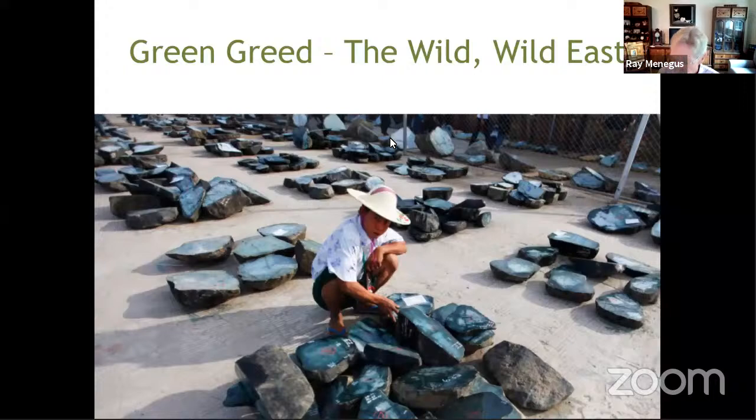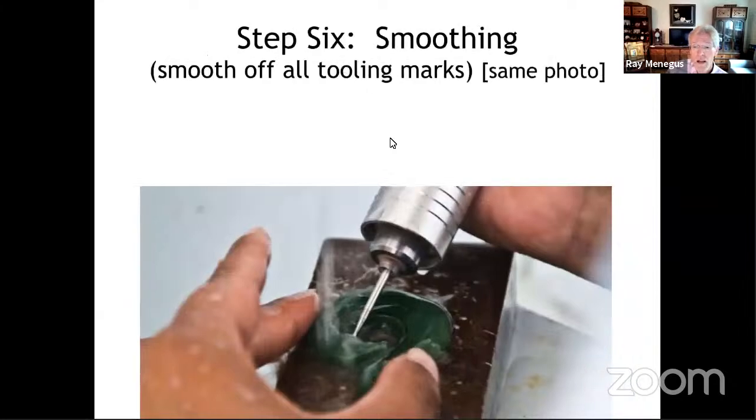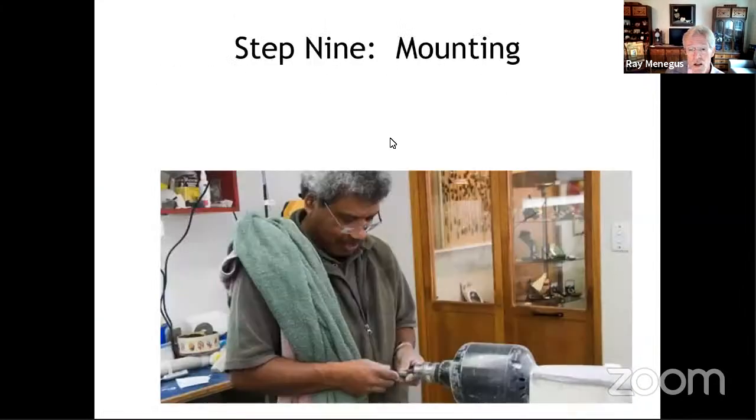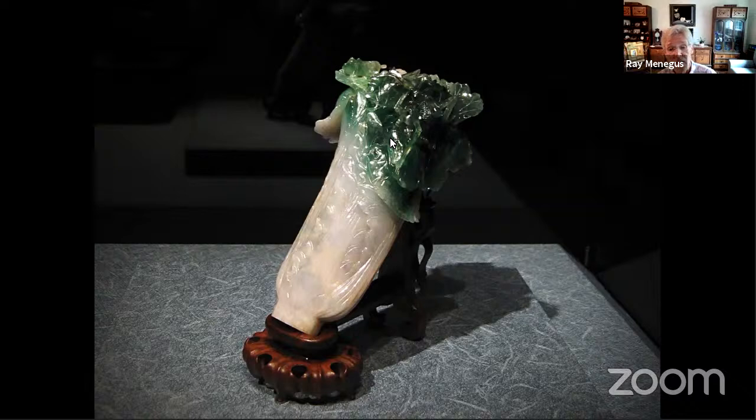I'm going to quickly run through this. You can come back and look at this more, but I want to end by showing you one of the most prized jade pieces. It's in the National Gallery in Taiwan, and it's called Cabbage. And it's one of the most prized works of art in the National Gallery in Taiwan. So with that, I'll open it up to questions.